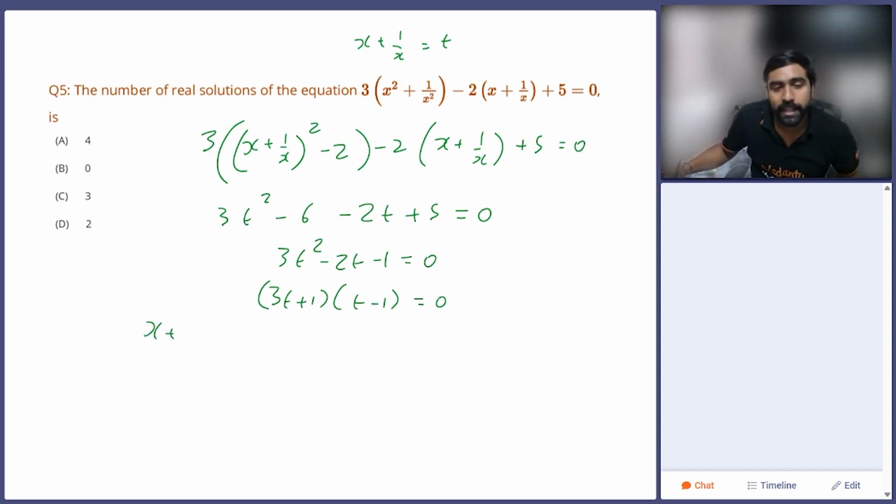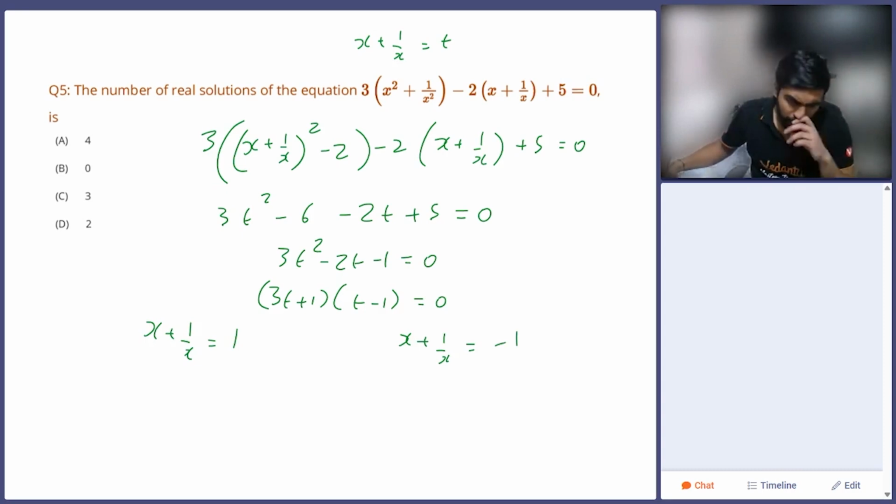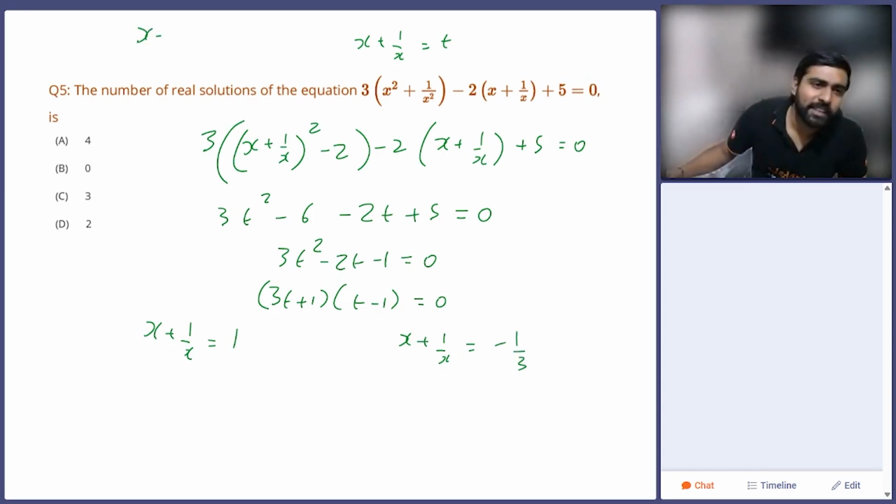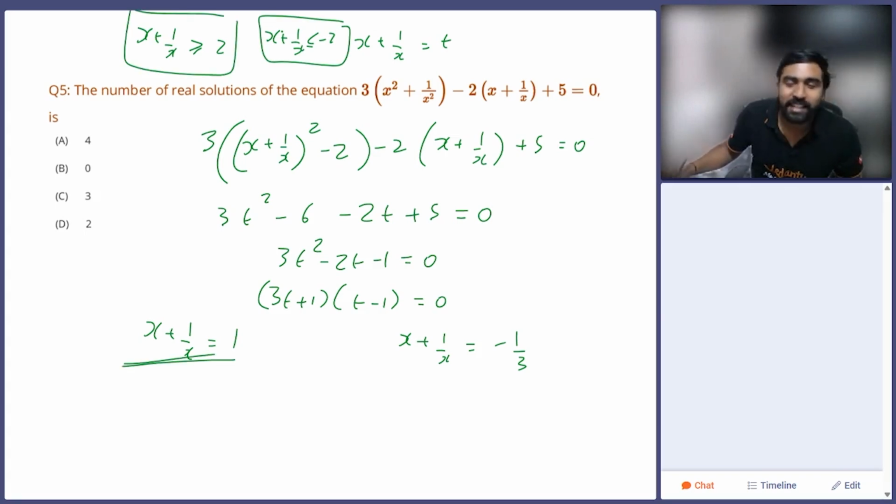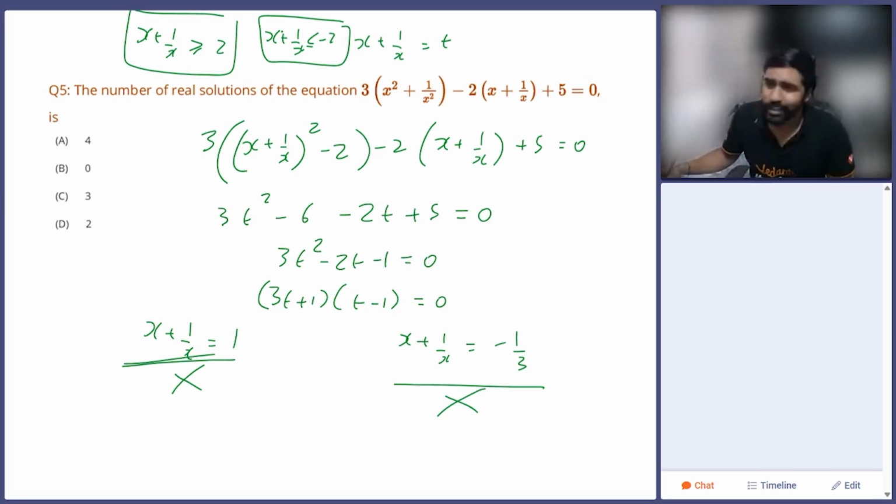So you have two possibilities, x plus 1 upon x is equal to 1 or x plus 1 upon x is equal to minus 1 by 3. Now if you remember, x plus 1 by x is a famous inequality. It will always be greater than or equal to 2 when x is positive, and x plus 1 by x will always be less than or equal to minus 2 when x is negative, meaning that x plus 1 by x equal to 1 is never going to be possible, and equal to minus 1 by 3 is also never going to be possible. Just to be confirmed, you can even convert into quadratic, and the discriminant will come negative in both cases. Basically, I can say I have no real solution in this equation.